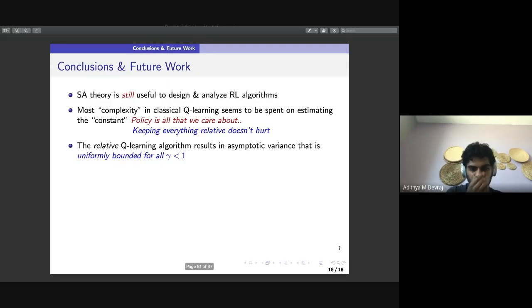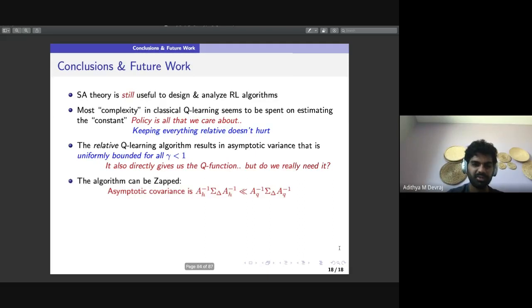The relative Q-learning algorithm results in an algorithm that has asymptotic variance that is uniformly bounded for all discount factors smaller than 1. It also directly gives us the Q function using the mapping that I showed earlier, but the question is, do we really need it? Maybe not, if you're ultimately interested in just the policy.